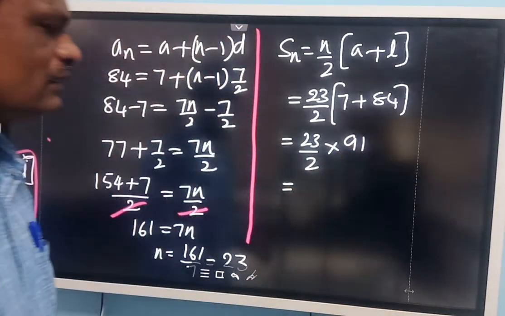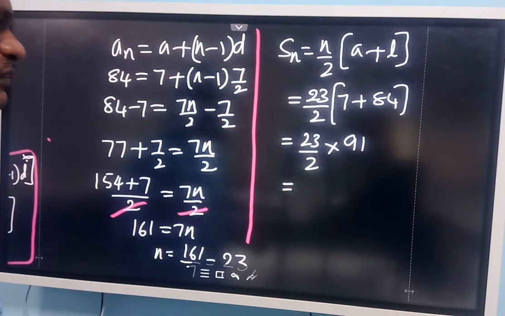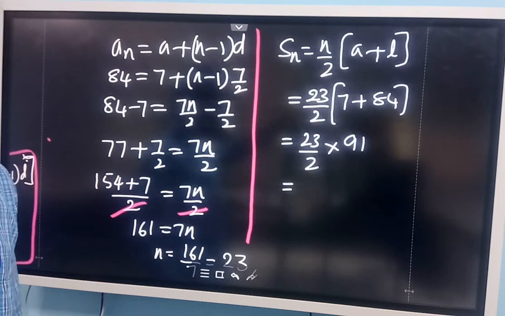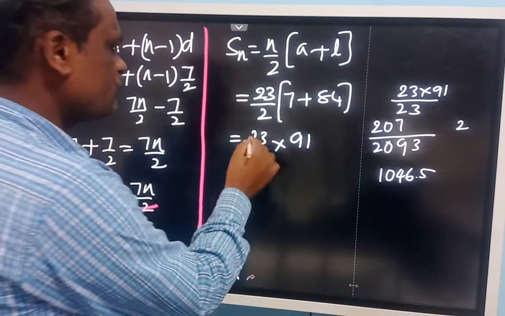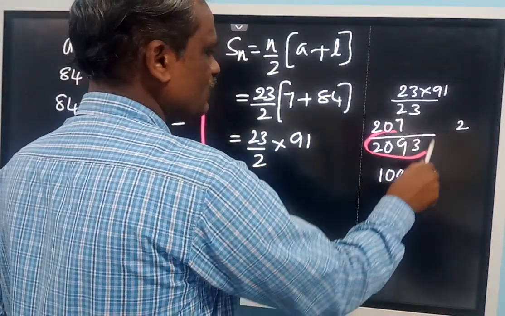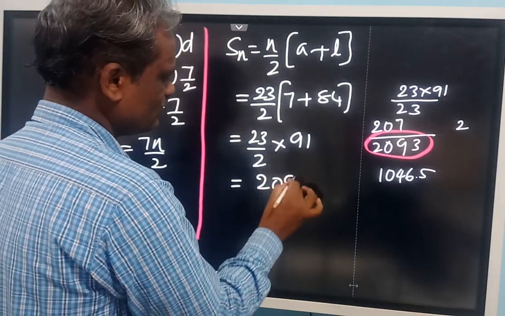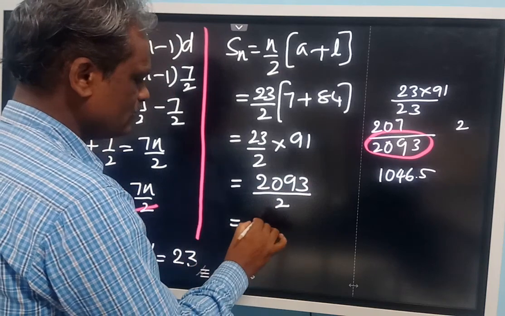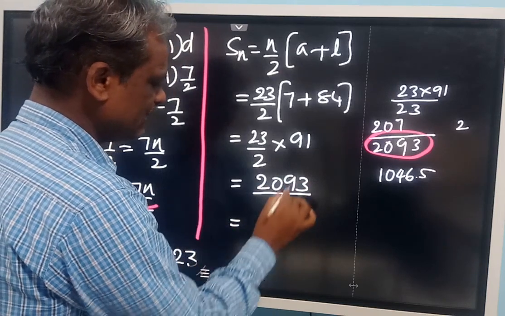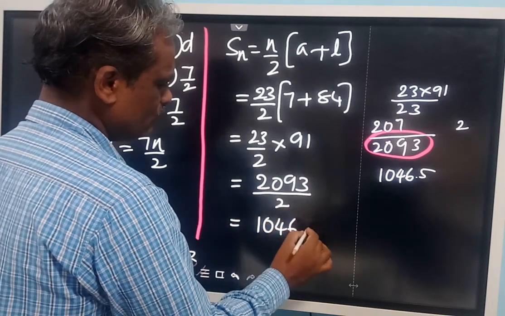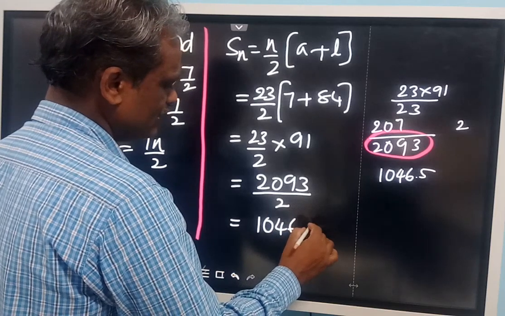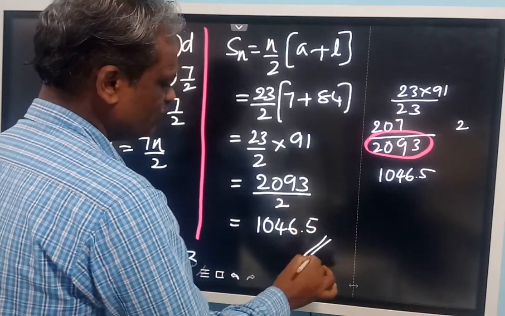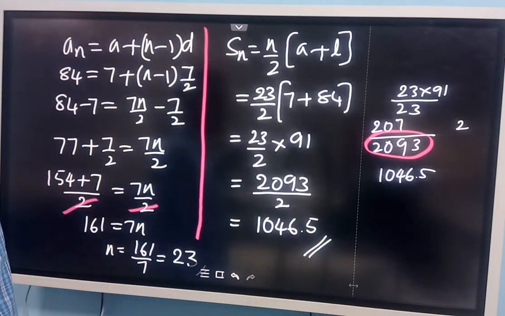So multiply and simplify this one. 91 into 23. When you multiply 23 and 91, you will get 2093. 2093 divided by 2. So now if you divide this, 2 ones are 2, 2 fours are 8, then 2 sixes are 12, 10 it becomes 10, so 5s are 1046.5 is the solution.